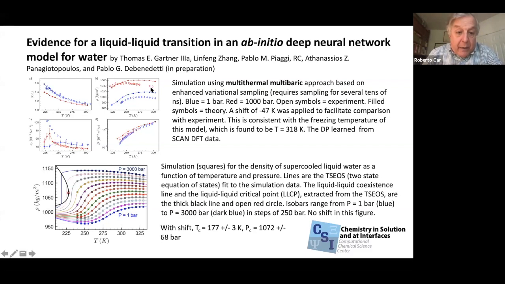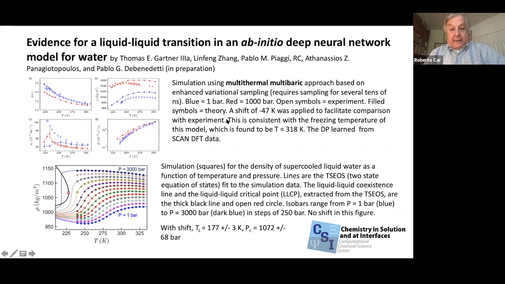Here one can see a comparison between simulation and experiment for a number of thermodynamic properties: the second peak of the pair correlation function, the density, the isothermal compressibility, and the diffusion coefficient. I must say that in order to achieve a rather good agreement with the experiment, for instance, here you see that there is a density maximum in both experiment and simulation, we had to perform a rigid shift of minus 47 Kelvin to facilitate comparison with experiment.